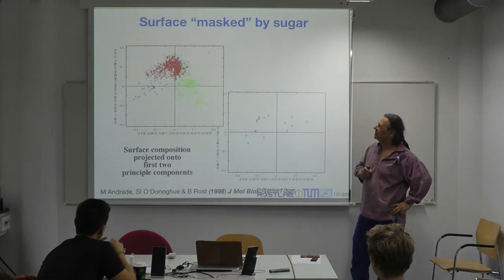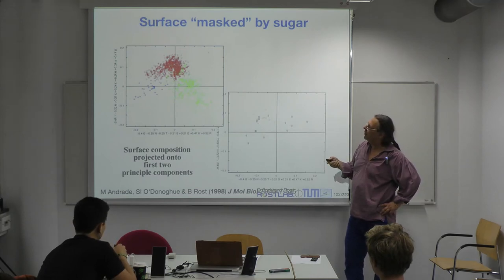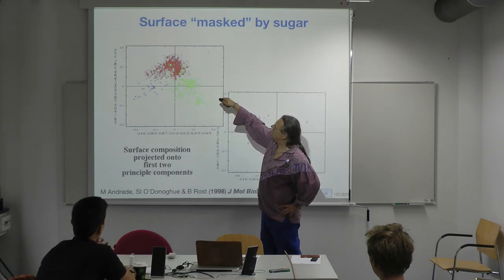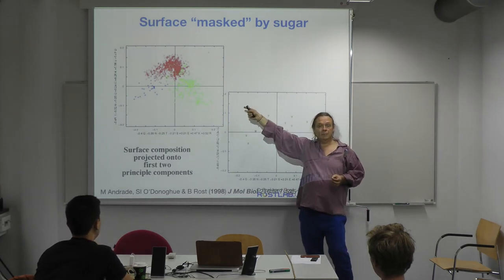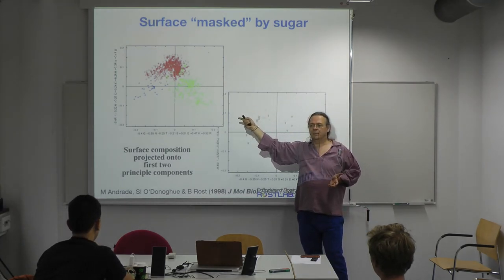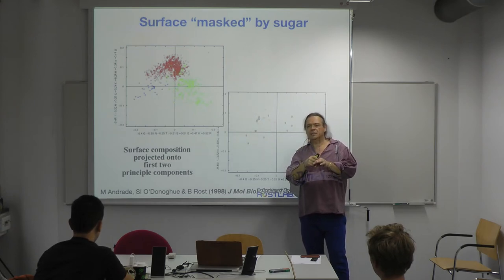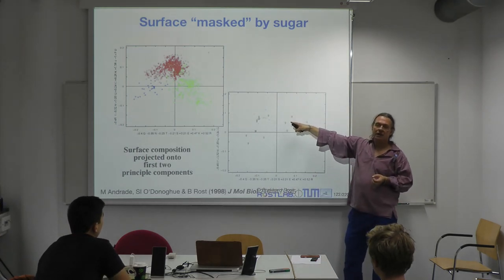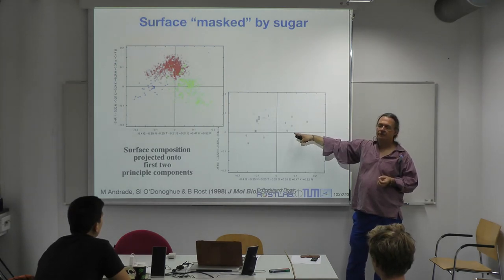Here is a larger data set, and again, you begin to see that the clustering is relatively good. You also begin to suspect that there are some points where, in the middle of a red cluster, you have blue or green. How could that happen? This is surface composition again. Well, you could imagine that you put sugar on the surface, for instance. And when we looked at glycosylation, we saw that the biggest outliers in that set were exactly those.